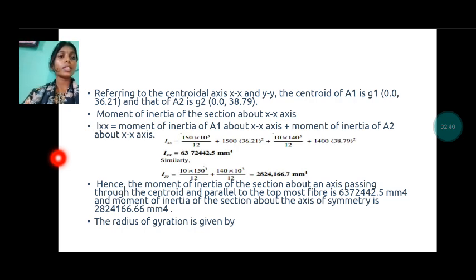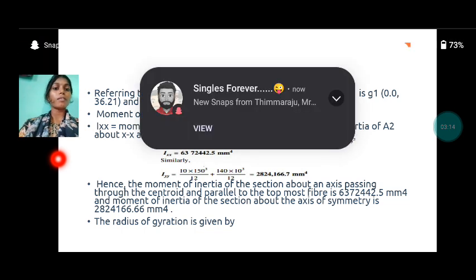Similarly, Iyy is equal to 10 into 150 cube by 12 plus 140 into 10 cube by 12, which is 2824166.7 millimeter to the power of 4. Hence, the moment of inertia of the section about an axis passing through the centroid and parallel to the topmost fiber is 6372442.5 millimeter to the power of 4, and the moment of inertia of the section about the axis of symmetry is 2824166.66 millimeter to the power of 4.